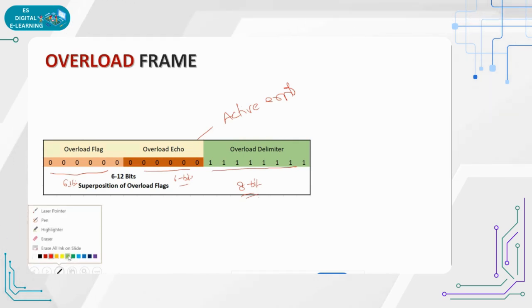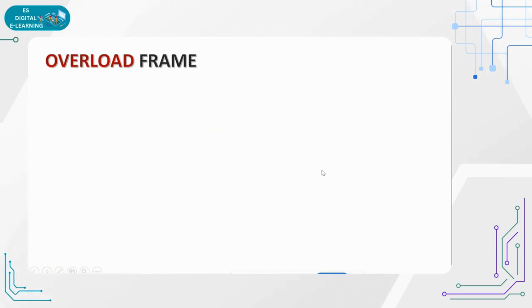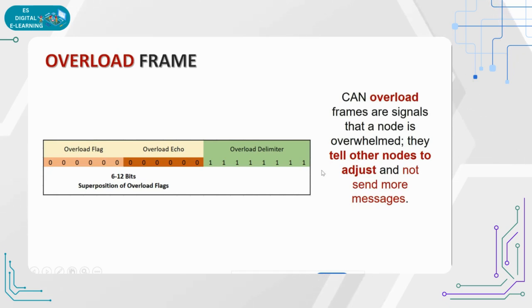So what is the definition of the overload frame? The overload frame signals that a node is overwhelmed. It tells the other nodes we need to adjust: now don't send more messages. Whatever messages are there, I need to adjust. So that is an indication we are giving here. You can write down the overload frame.